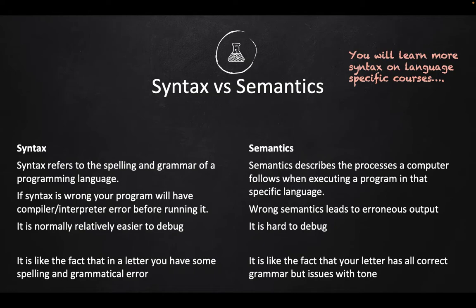In syntax error, it is just like, let us say you are an employee in an office and you wrote an email or a letter to your boss. Syntax error means your letter has some spelling and grammatical errors, which is not very serious and can be easily debugged. You can easily find it and rectify it. Whereas a semantic error is when your letter does not have any grammatical or spelling error, but the tone of the letter is not correct. You can understand what the problem is, right? So that's the difference between syntax and semantics in programming.